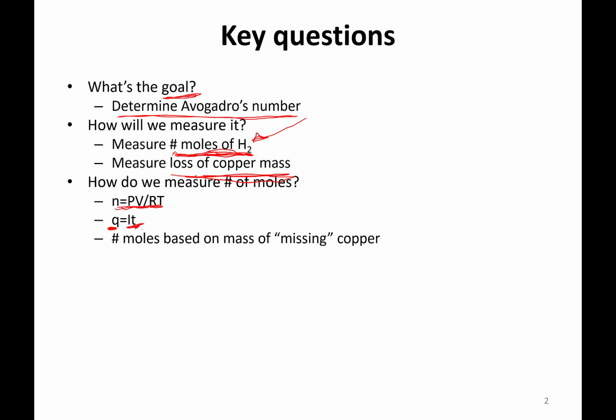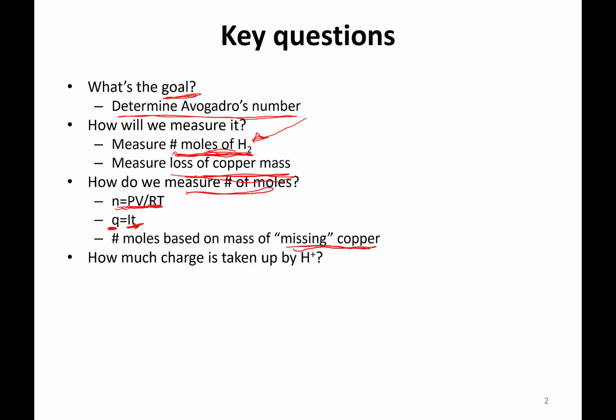So the missing copper, by the way, we're also going to measure the missing copper. So this is really, again, answering our question, how do we measure the number of moles? So we're going to measure the number of moles of the missing copper. We're measuring the number of moles of hydrogen gas, and we're going to compare it to the electrons that are generated, or the electrons that are moving through this reaction.